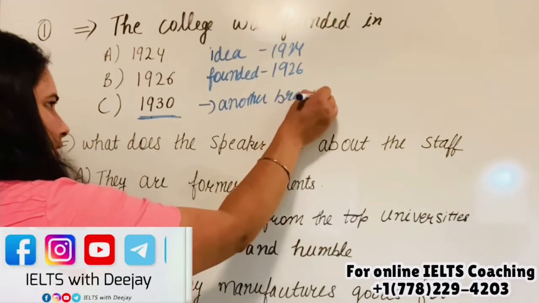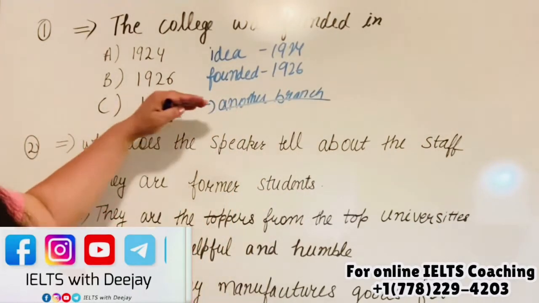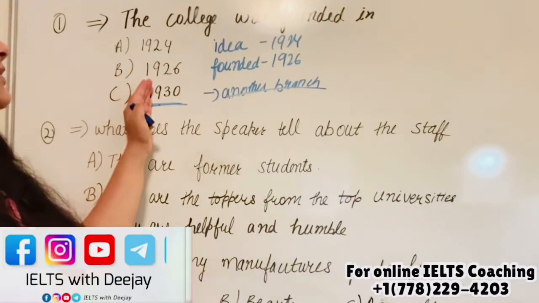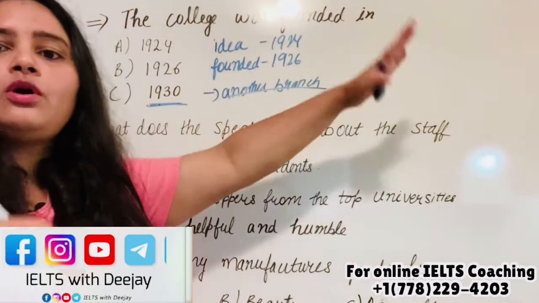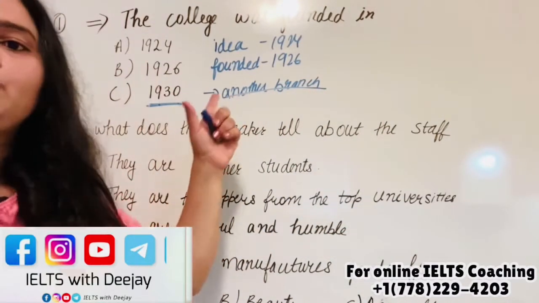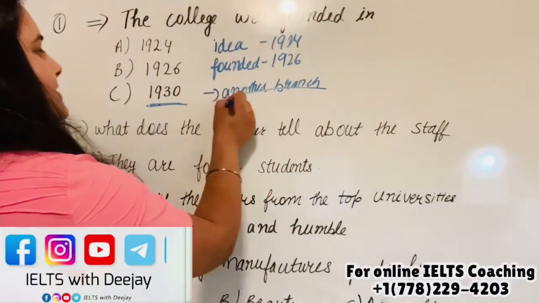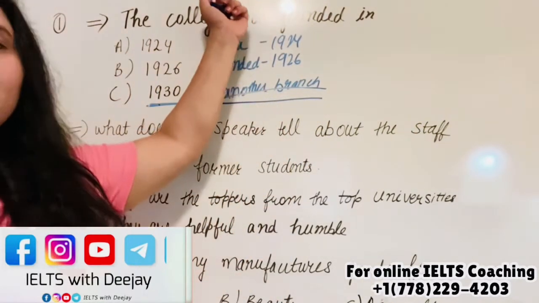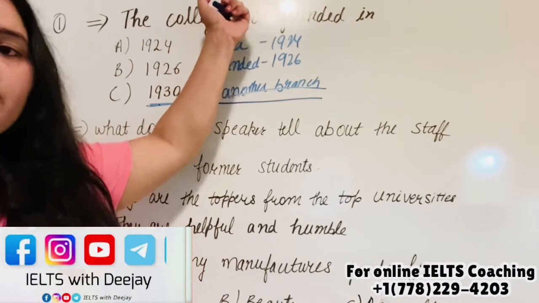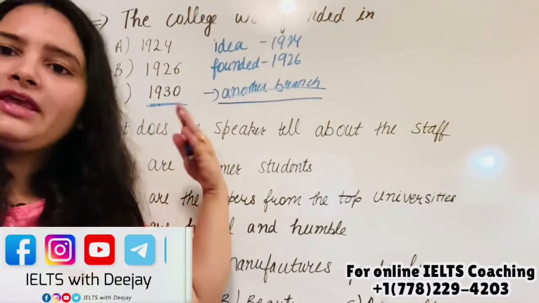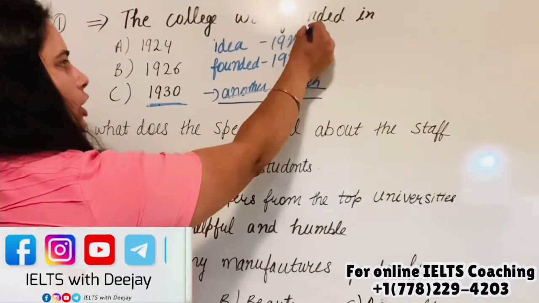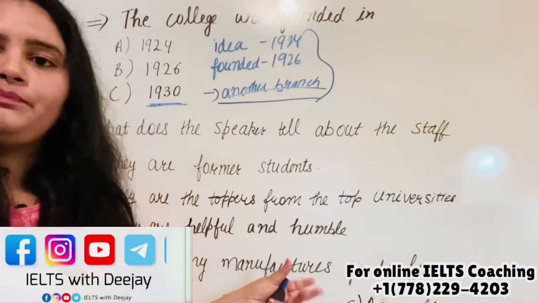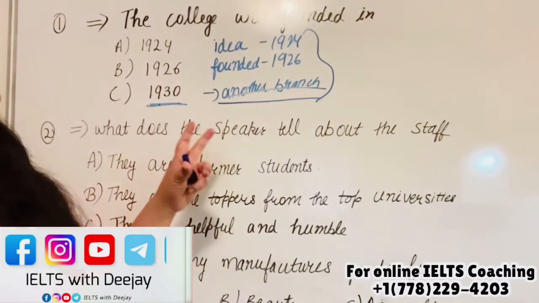So you will get confused because they can use the word introduced. They can say, then in 1930 a new branch was opened. Here you will get confused because they are saying another branch, a new branch, and you will think they are talking about this college, the one I have written here. So this is how they make you feel confused. They will talk about all of them, and that will be about the college only. So there you will feel confused.